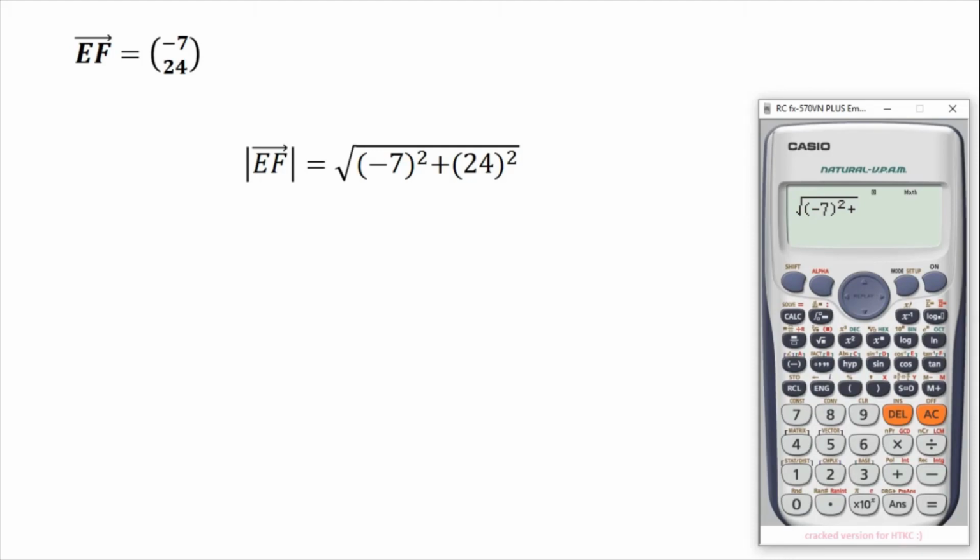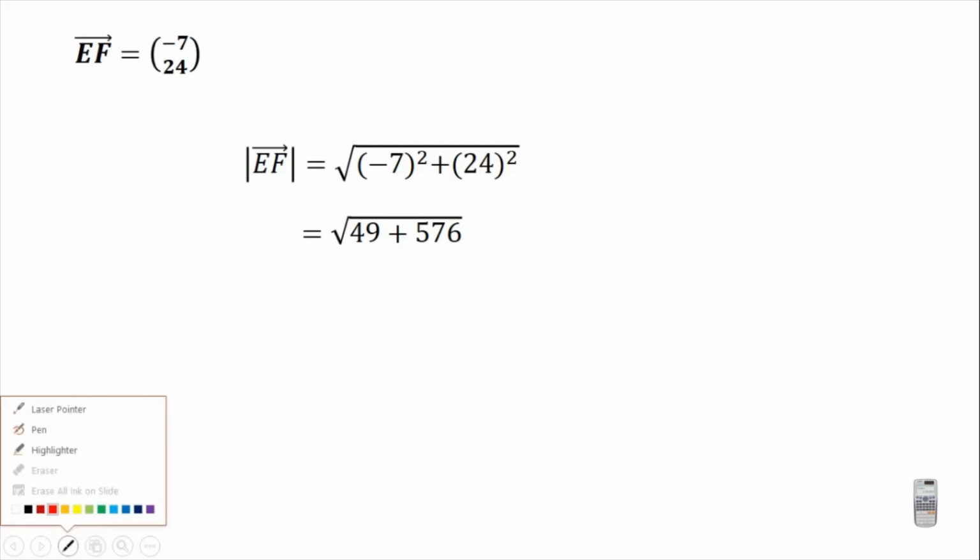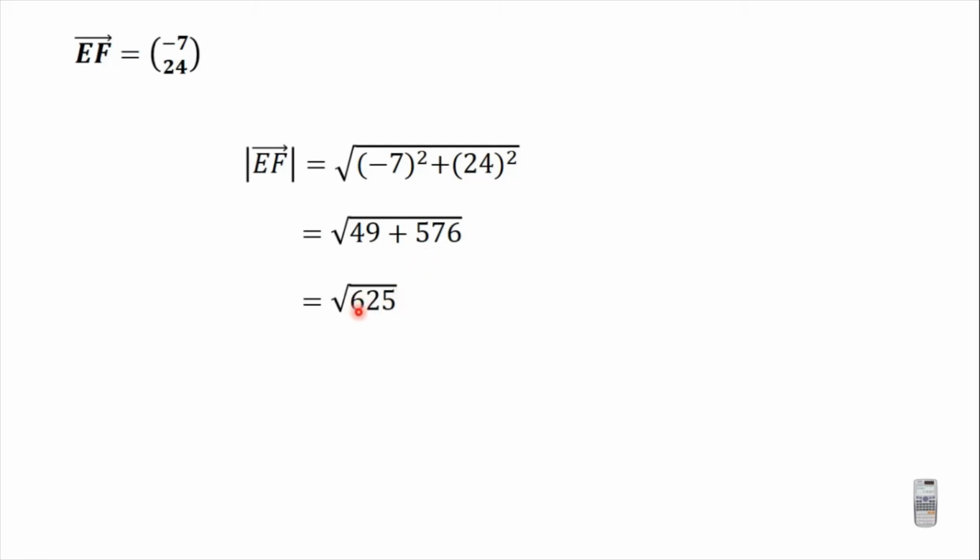But when it's negative, make sure that you put the negative number in a bracket before you square it. So plus 24 squared. As I said, 24 is positive, so you can choose to bring the bracket or not. -7 squared will give us 49, plus 24 squared will give us 576. 49 plus 576 will give us 625.